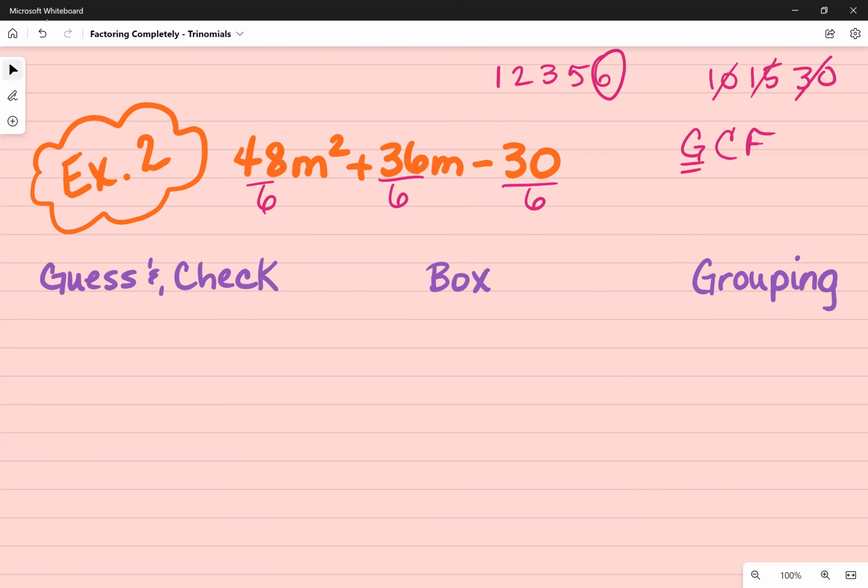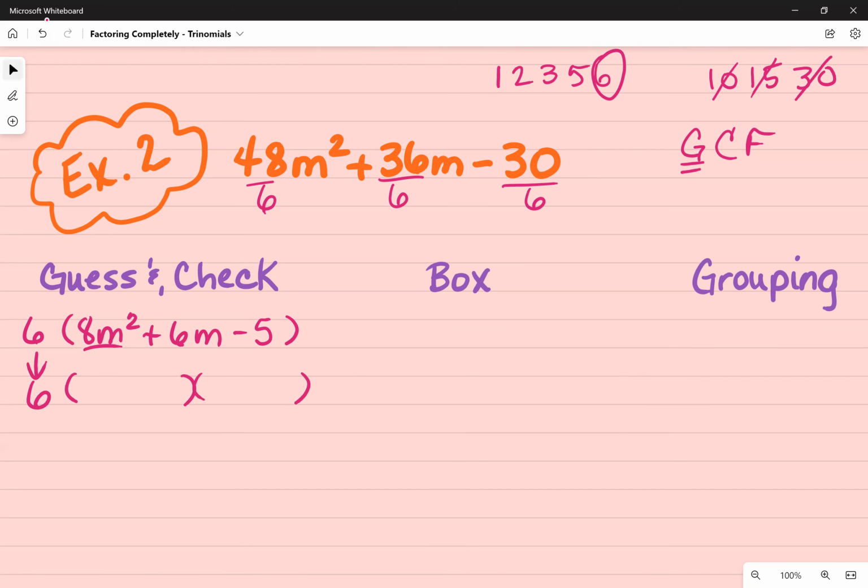All right, so now what I wanted to do for my guess and check is go ahead and pull out that greatest common factor. What's left over is, once I simplify, 48 divided by 6 is 8m squared. 36 divided by 6 is 6m. Negative 30 divided by 6 is negative 5. I see that I have an exponent of 2, so chances are I could probably simplify this even further. I want to make sure to bring my greatest common factor down, and I'm going to focus on my first term.